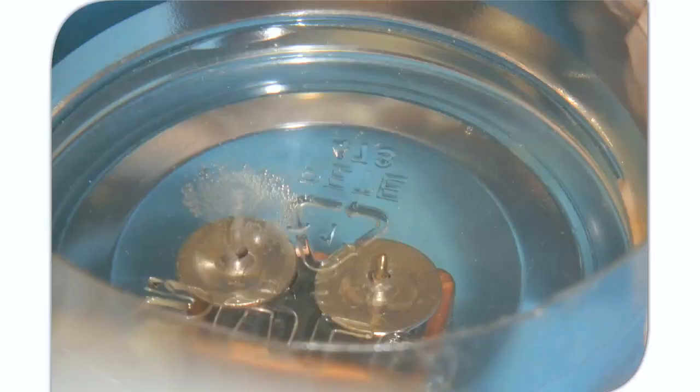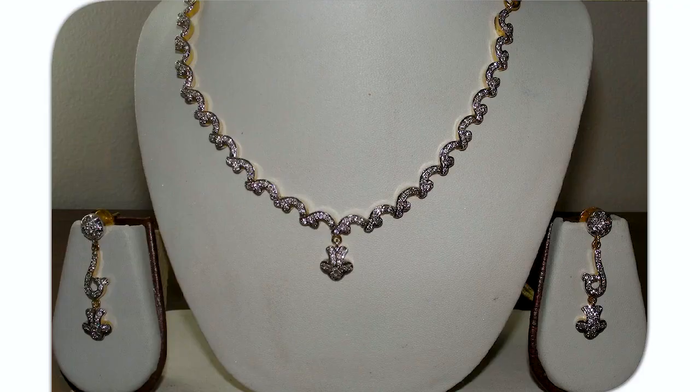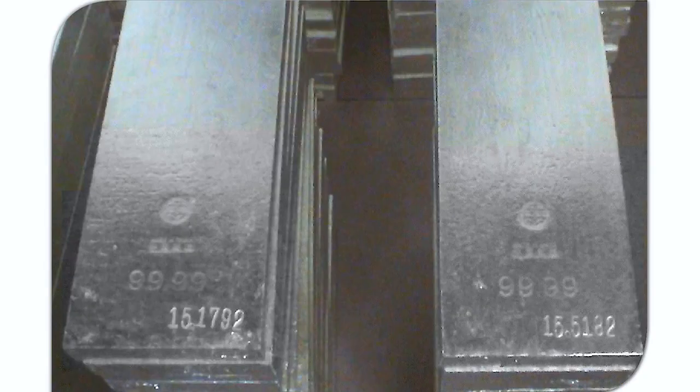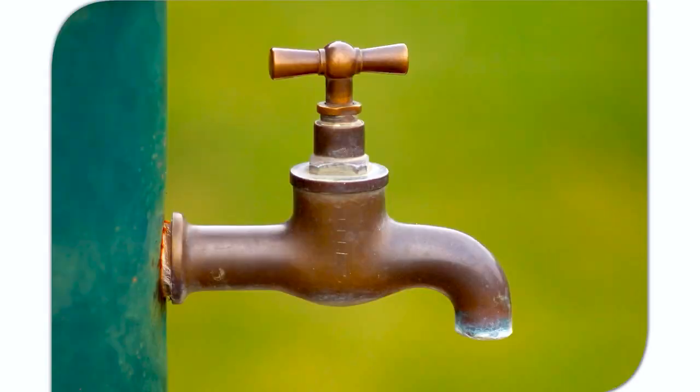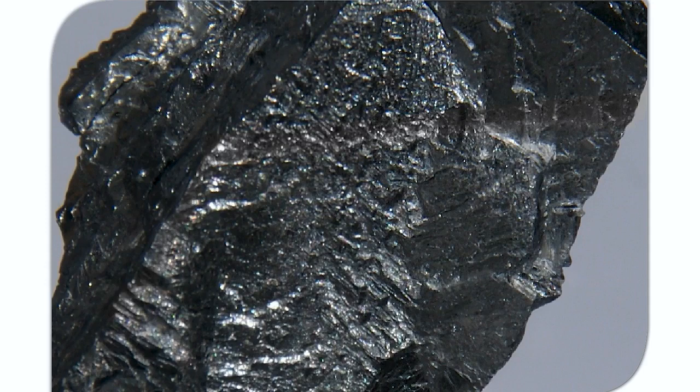The method of coating the metal surface of an article with a thin layer of a superior metal with the help of electric current is called electroplating. Artificial jewelry that is made of less expensive metal is electroplated with metals like gold and silver that are more expensive. Iron objects like taps and cutlery are electroplated with nickel and chromium to protect them from rusting.